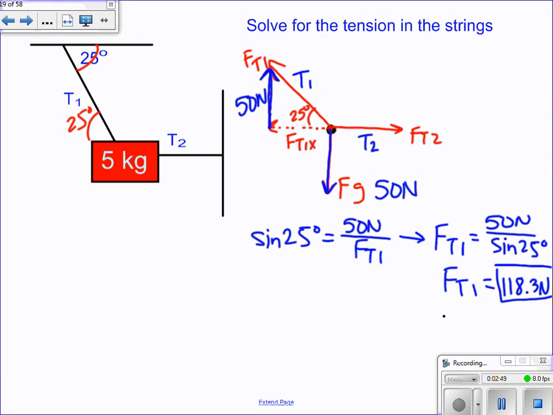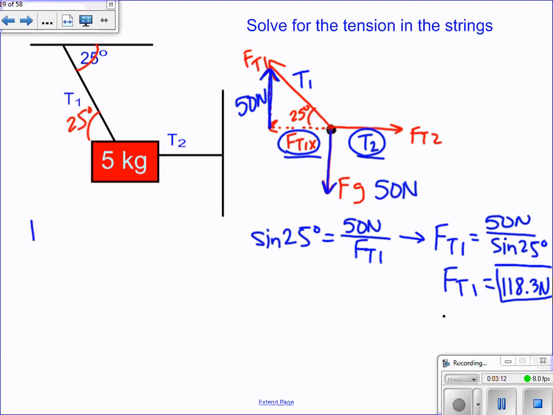Now, the tension in rope number 2 is the same thing as the tension 1 in the x direction. So I need to solve for what is force tension 1x. And once I know what that is, I can go ahead and solve for what force tension 2 is. Force tension 1x is the adjacent to 25 degrees. So at this point, you've got a couple options. I'm going to use tangent.